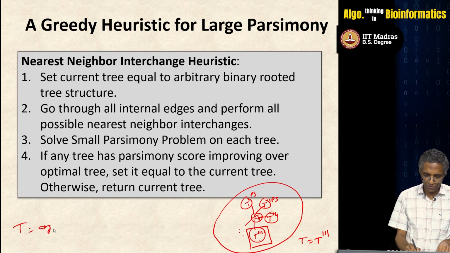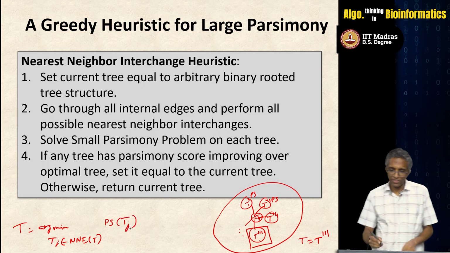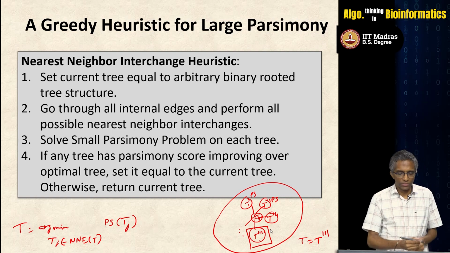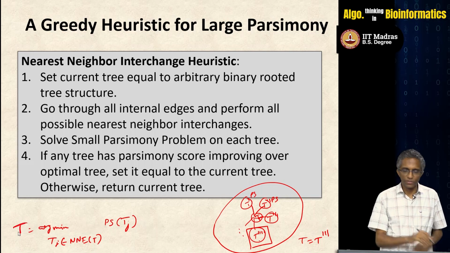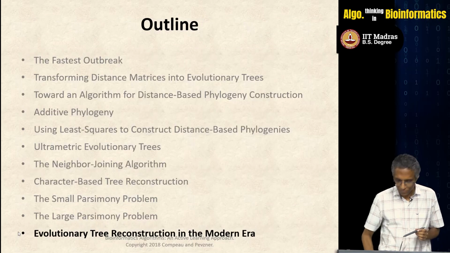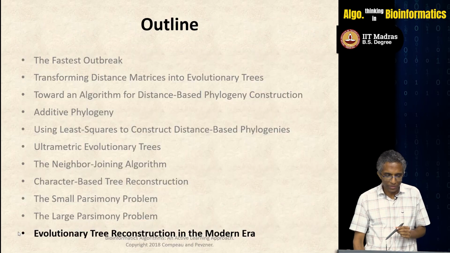or in other words T is going to be argmin over all T j which is coming from the nearest neighbor exchange of this T, of the parsimony score of T j, right. Whichever T j, whether it is T prime, T double prime and so on, gives you the best parsimony score, then that T j is going to be set to be the T, and then your iteration keeps continuing in this greedy manner. Okay. So, this is another challenge for you to implement this nearest neighbor interchange heuristic.